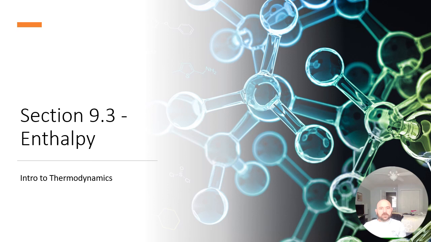Here we're going to start section 9.3, where we talk about enthalpy. Enthalpy is the characteristic that most chemists and other sciences use for calculating energy changes in chemical reactions. For the first few slides, we'll talk about what enthalpy is and why we use it, and then we will do some examples of how to manipulate and understand reaction enthalpies.